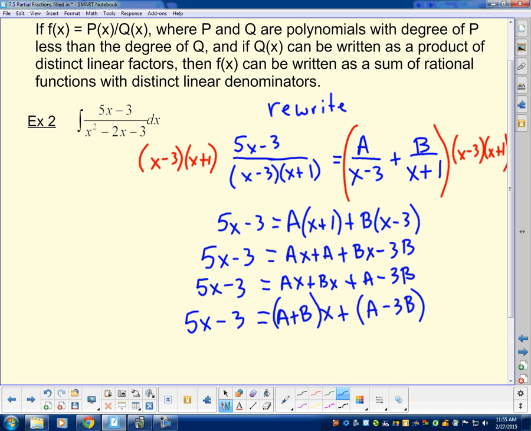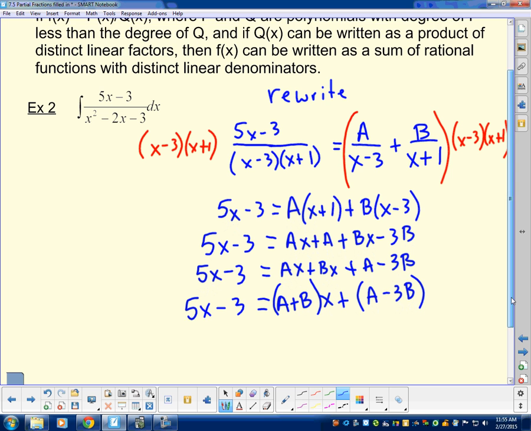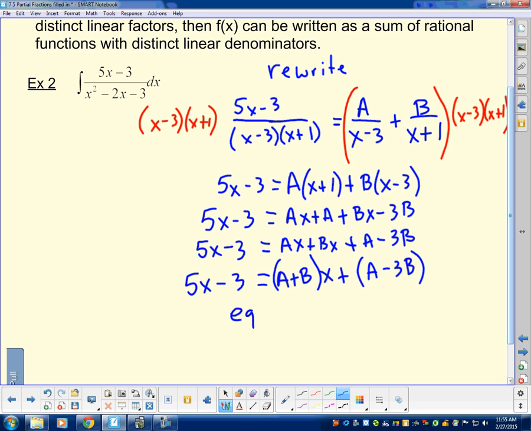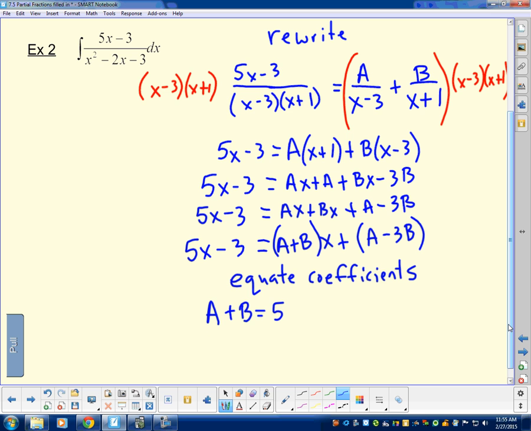And then here's where I'm going to equate coefficients. So we say equate coefficients. So the coefficient of x is 5 on the left-hand side, meaning I have the equation a plus b must equal 5. And the constant term on the left is negative 3, so a minus 3b must equal negative 3.